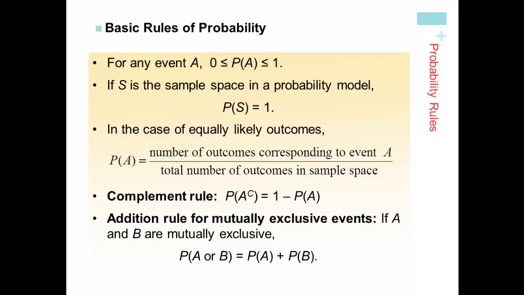And the last rule here is the addition rule for mutually exclusive events. There is a more complicated rule for addition if the events are not mutually exclusive, but as of right now, this is what we're covering. If A and B do not have any outcomes in common, the probability of A or B occurring is just the probability of A plus the probability of B.